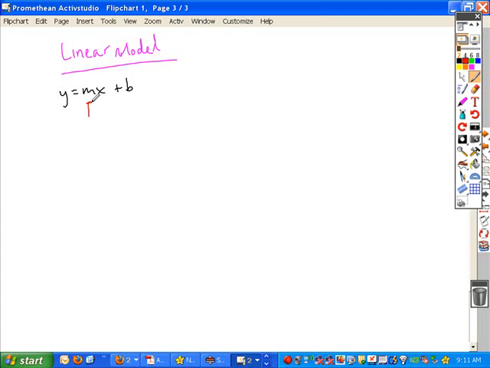However, this time your slope will refer to the rate of change, and your b value is going to be representative of the initial amount. Usually when time or whatever, when the value of x is equal to 0, that's your initial amount.